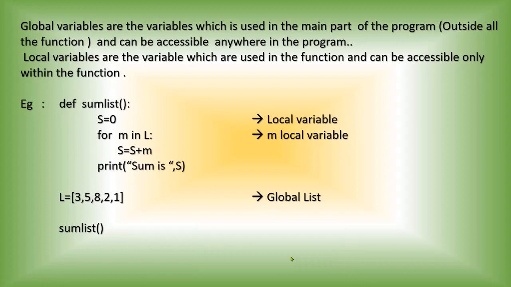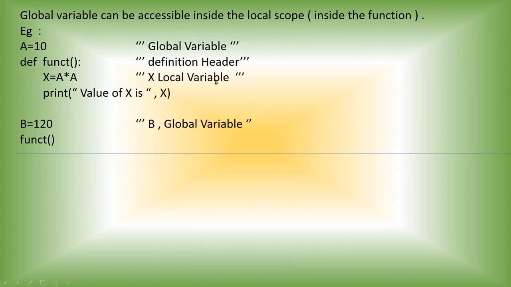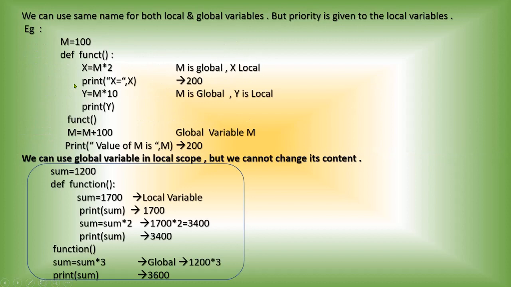Now go through this one. This is an example where A is declared as a global variable, and here also I declared B as a global variable. And the global variable I am using inside the function. Inside the function scope, I am using the global variable. Next, in this example, the same thing. M is a global variable. I am trying to use M inside the function.